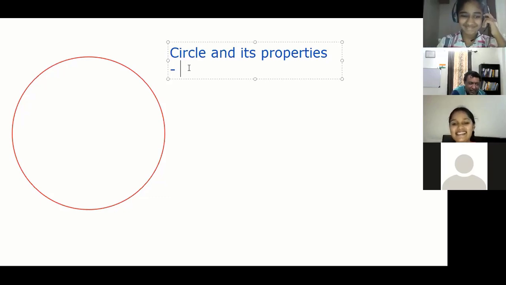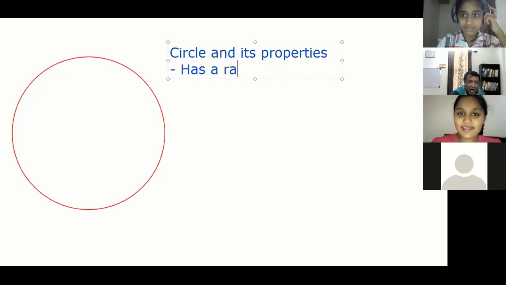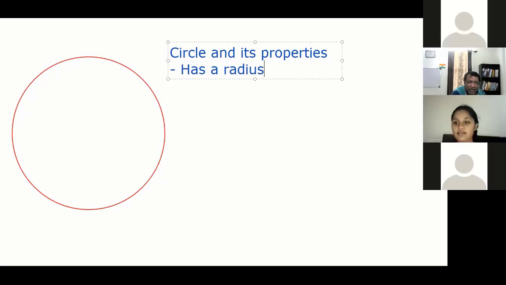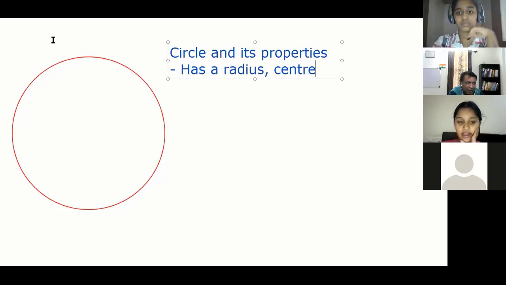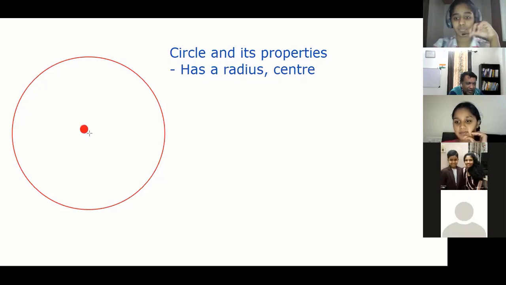Every circle has a radius. See, without a radius, you cannot draw a circle, and believe me, you don't need anything else. A circle has a radius of 5 centimeter, 10 centimeter, 20 centimeter. And a circle has a center, because you need to know where to draw the circle in your coordinate plane. So a circle has a center and a radius. Suppose this is my center.